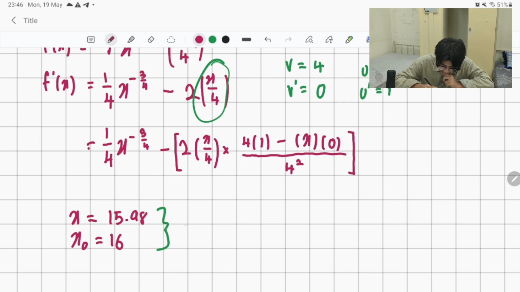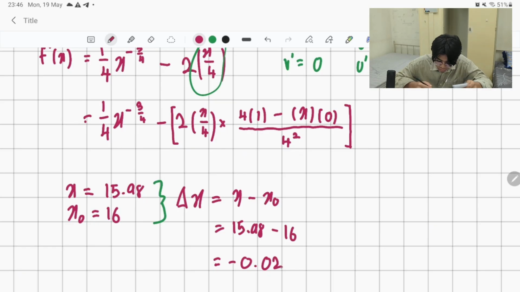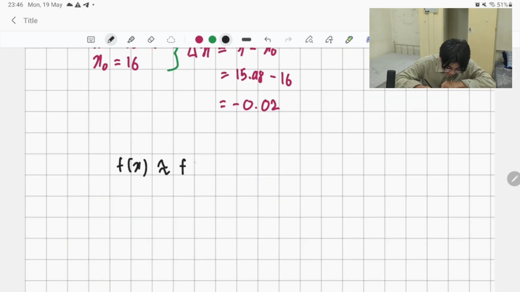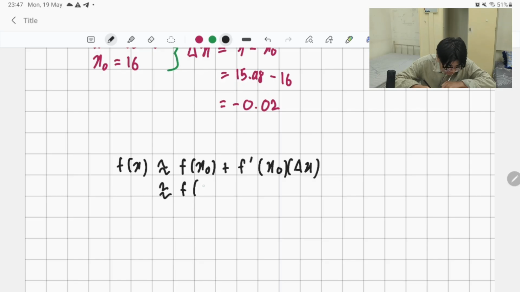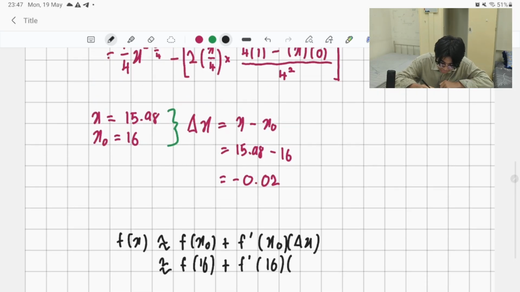From this, delta x equals x minus x naught. Substitute: 15.98 minus 16 equals negative 0.02. The formula is f(x naught) plus f prime(x naught) delta x. Substitute f(16) plus f prime(16) delta x. Delta x is equal to negative 0.02 because we already calculated it here.